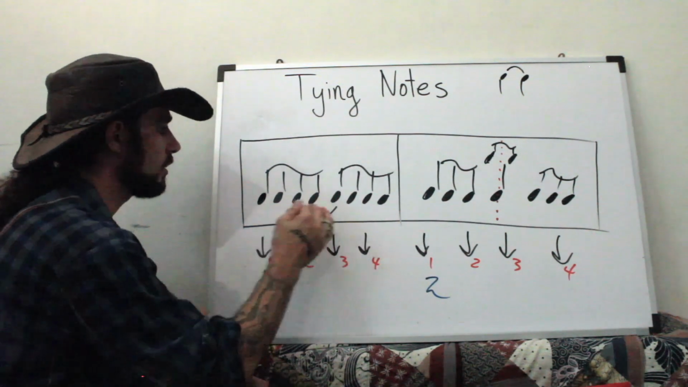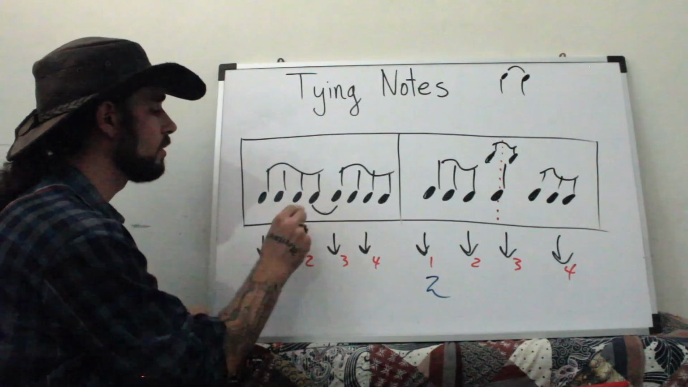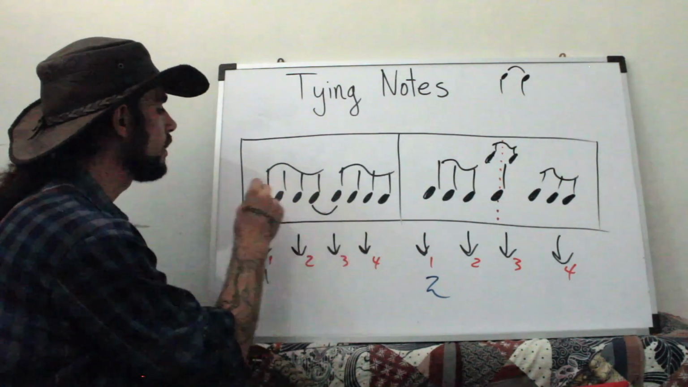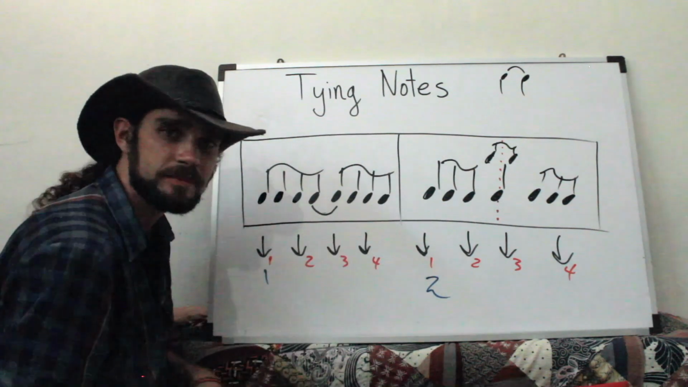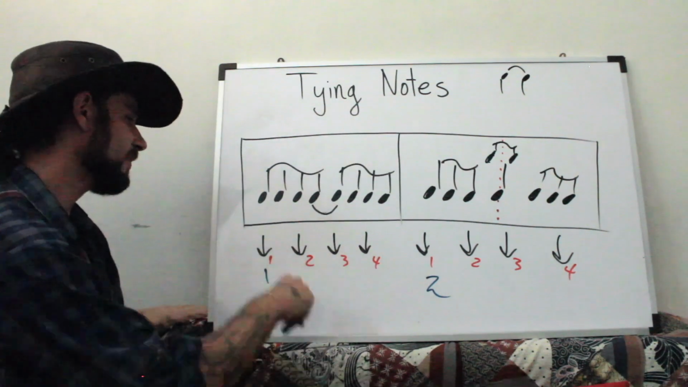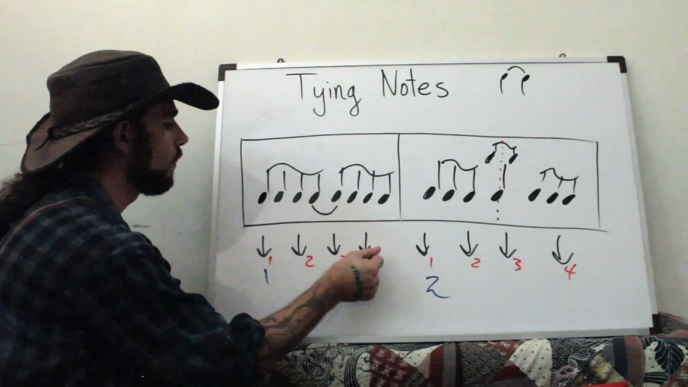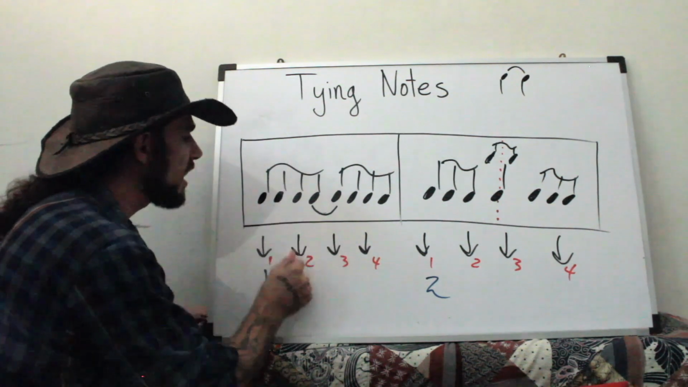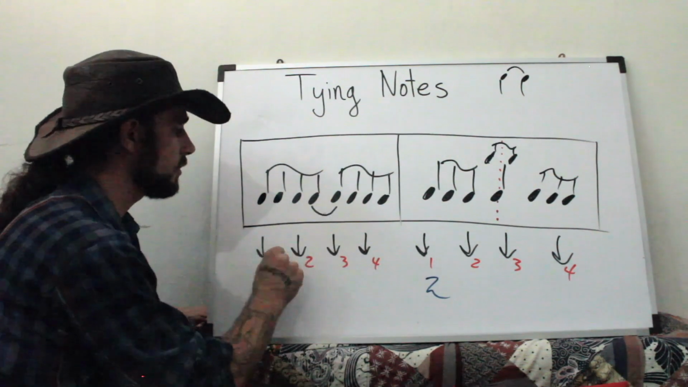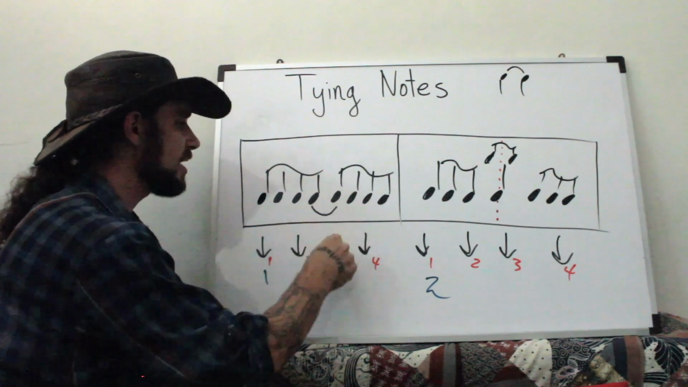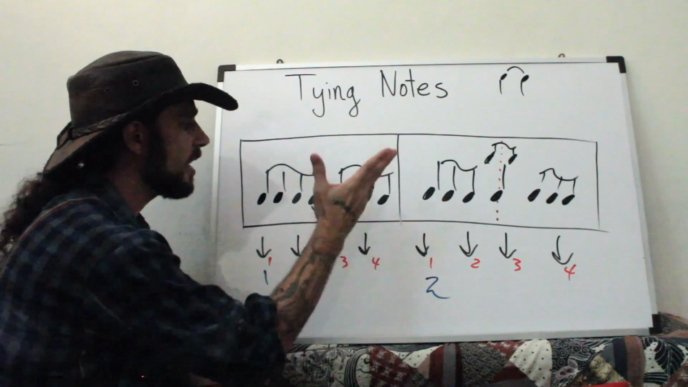Okay, so this would sound like this. So if we went nice and slow, 1, 2, 3, 4, da da da da da da da. Go even slower. 1, 2, 3, 4. Da da da da da da da.